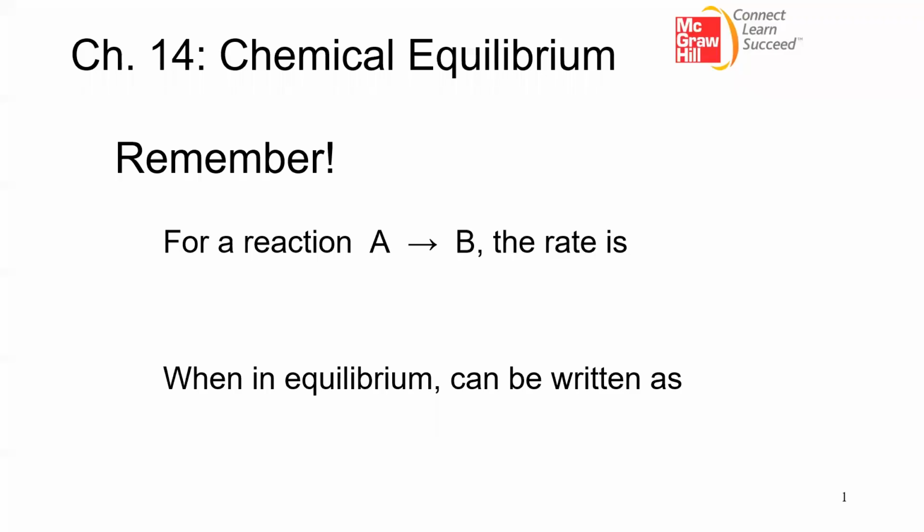So chapter 14, all about equilibrium. In order for us to talk about equilibrium, we have to remember chapter 13 stuff. And from chapter 13, if we have a reaction A going to B, then we know that the rate is equal to negative change in the concentration of A over change in time, which is also equal to the change in the concentration of B over the change in time.